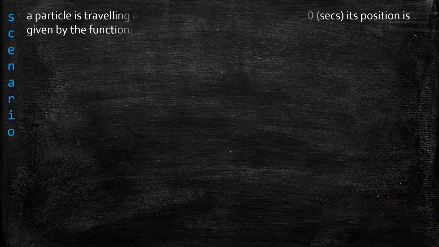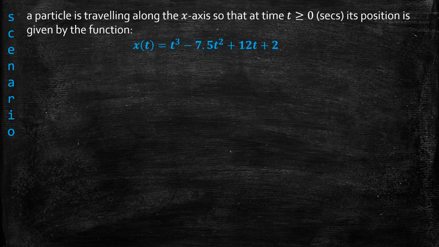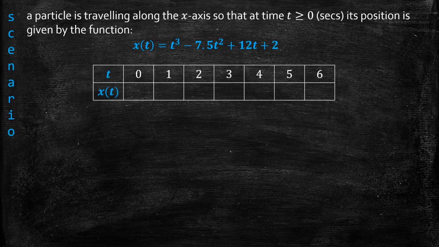So let's begin with a scenario. A particle is traveling along the x-axis so that at time t greater than or equal to 0, measured in seconds, its position is given by the following function. And in order to understand its motion, we are going to find x at various values of t, as shown in this table. If you plug those values of t in, you will obtain these positions. And now we're going to try and map out what it's doing on the x-axis.